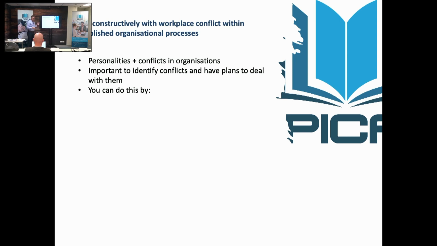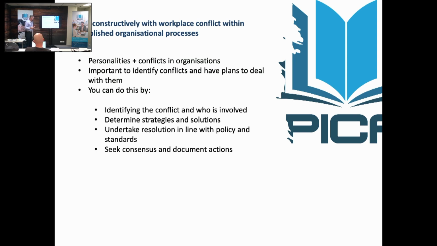Now, there are sometimes conflicts within a company. And once again, in this unit we're not looking at investigating it, we're looking at just conflicts that can arise when you are working within a company. There's always going to be personalities and personality conflicts between people. It's just the way it is. You just need to manage it. And you have plans to deal with conflict.